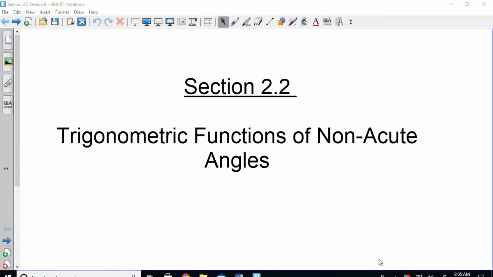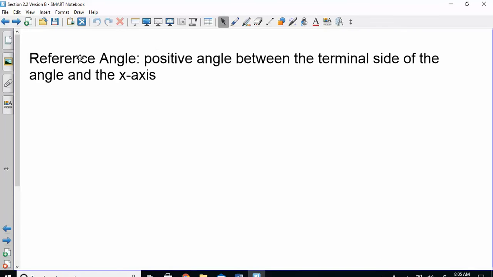Now my goal is not for you to have to memorize 9 more common angles. Okay, we're going to take what we already know and extend that. First thing that we will be doing is talking about a reference angle. So anytime I say reference angle, it is the positive angle between the terminal side of the angle and the x-axis. I'll let you write that down and I'll explain what that means.